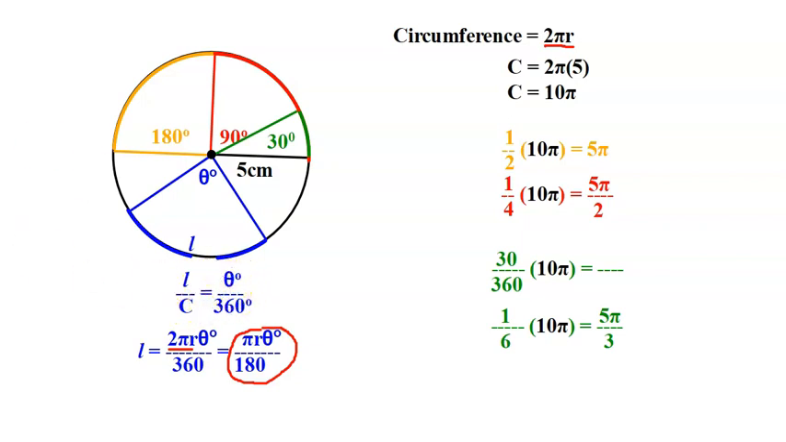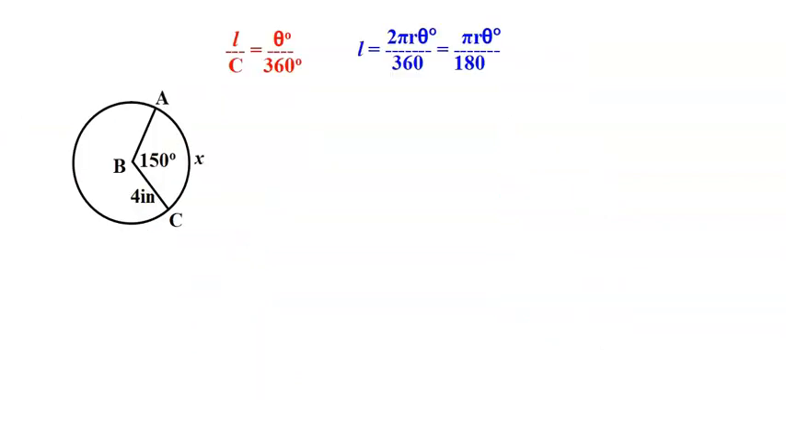All right. Okay, so now let's take a look. Let's do an example here. So here they give me a circle. We have an arc of 150 degrees, radius is 4 inches. I want to find x. So I am looking for the arc length. And since I'm looking for length, I am going to use the formula right there.